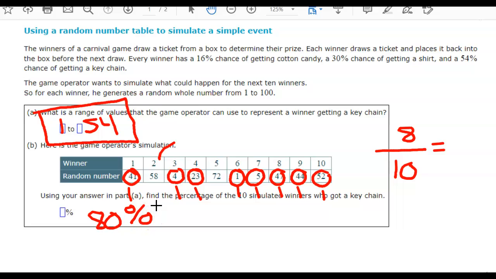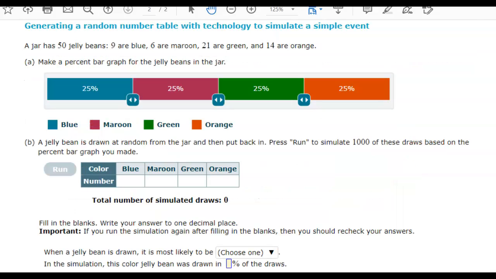All right, I think we have one more here, you guys, and then we're going to be done with 9-4. All right, last one here, you guys. Generating a random number table with technology to simulate a simple event.